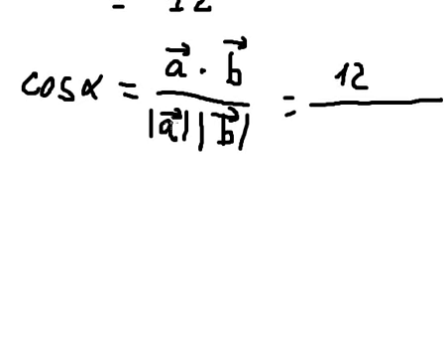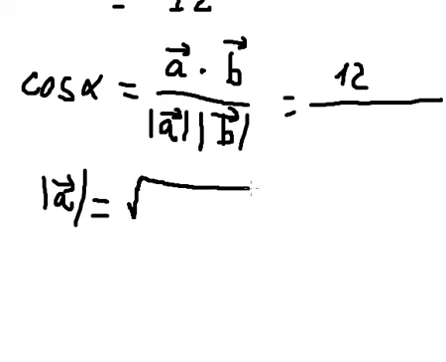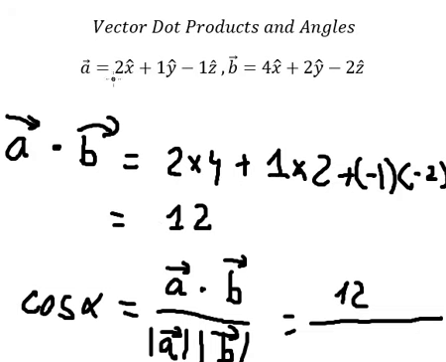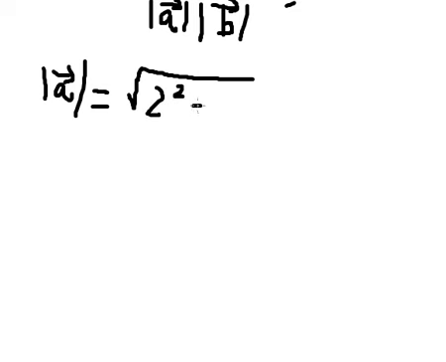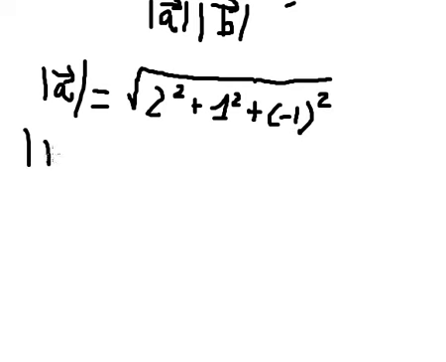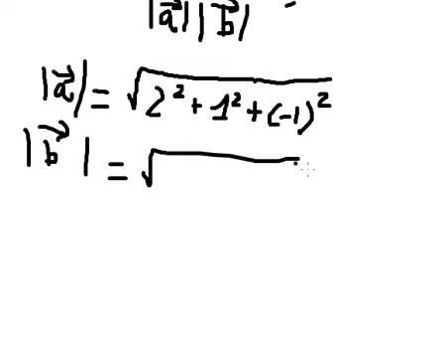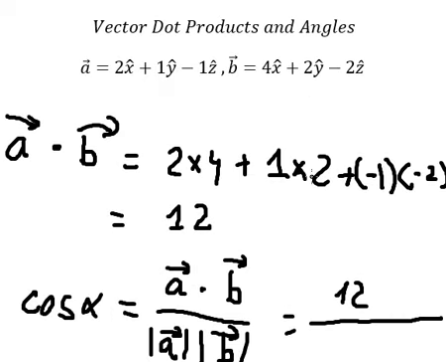So the magnitude of vector A should be the square root of the sum of the squares of the coefficients in here. That means we have 2 squared plus 1 squared plus negative 1 to the power of 2. Now we do similar for vector B. So we have 4, 2 and negative 2.